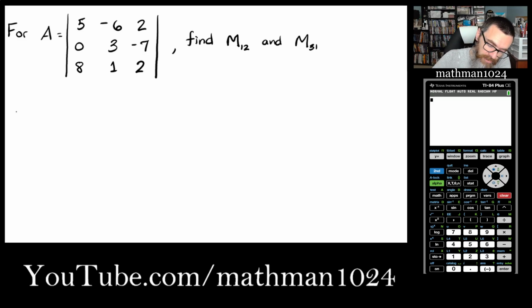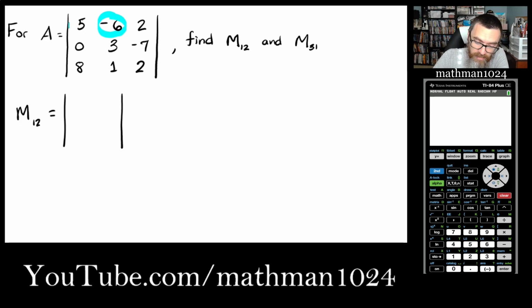All right, so if I want to do M12, it's going to be the 2 by 2 matrix that's formed from, all right, so let's see, 1, 2 is going to be this guy right here. So if I strike out everything in that row and everything that's in that column, what's left over will be 0, -7, 8, and 2. So that's going to be the minor. And then we just need to do the arithmetic here.